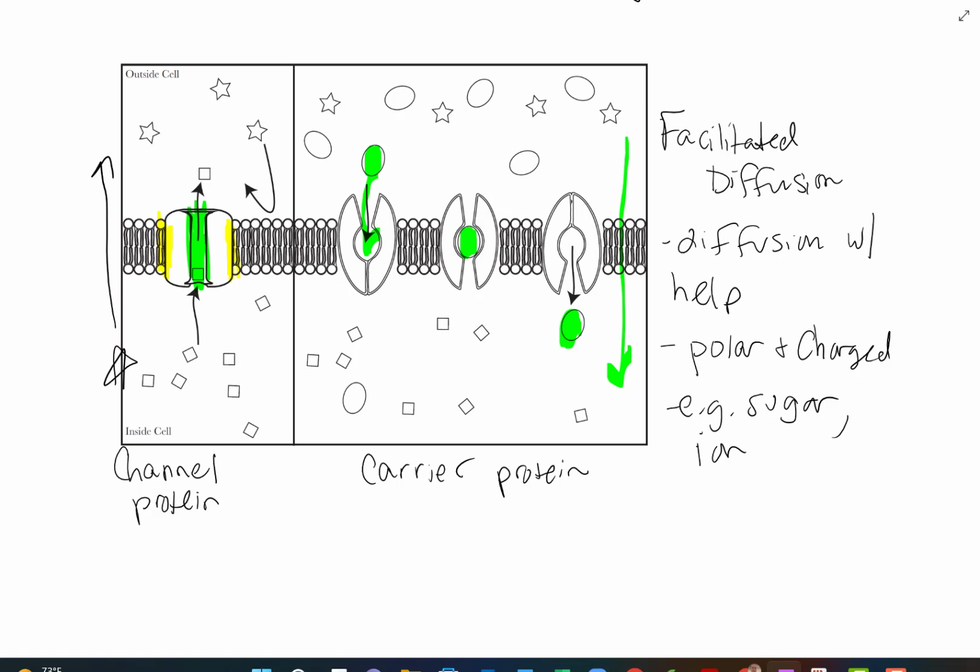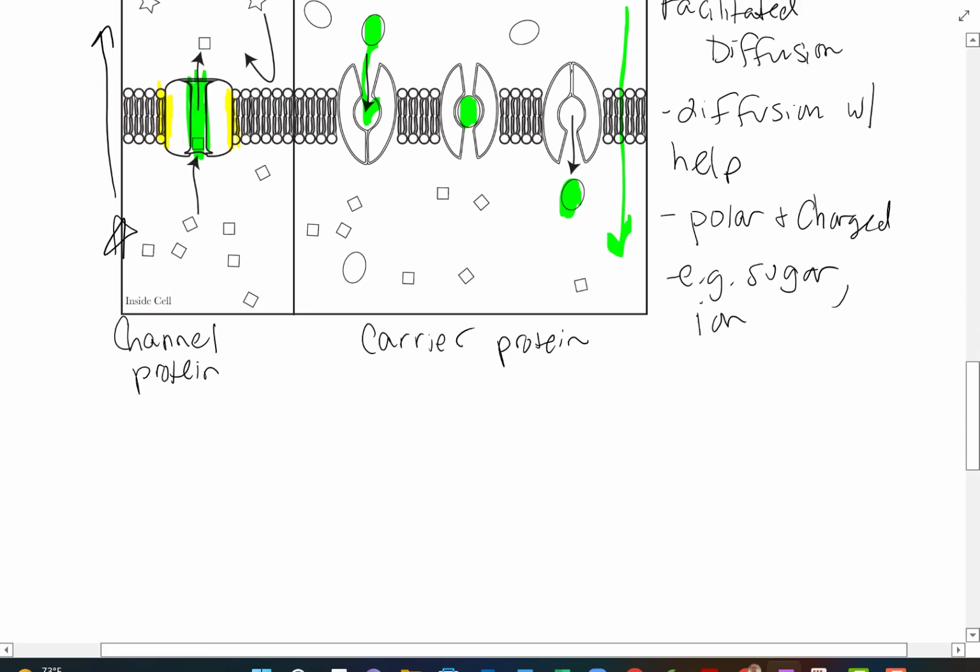We have two types of proteins, channel proteins and carrier proteins. Channel proteins are just like a little tunnel that goes through the plasma membrane, while carrier proteins change shape as the molecule goes through. Let's make sure that you actually wrote that down in your notes, because I just said it verbally. Let's make sure that we're writing down that channel proteins are going to be like a tunnel that is open where molecules can pass through, and carrier proteins change shape as substances pass through.